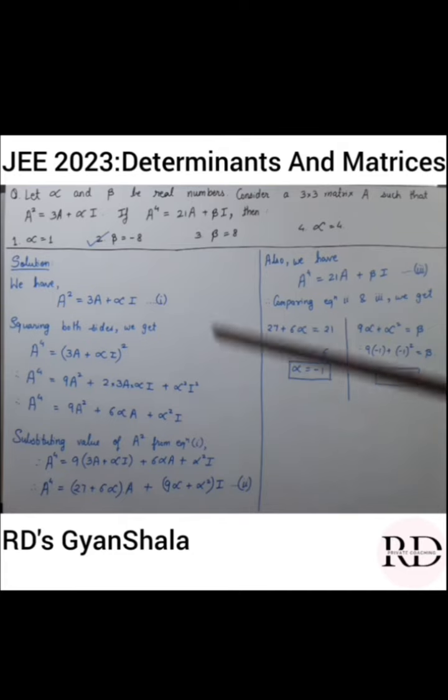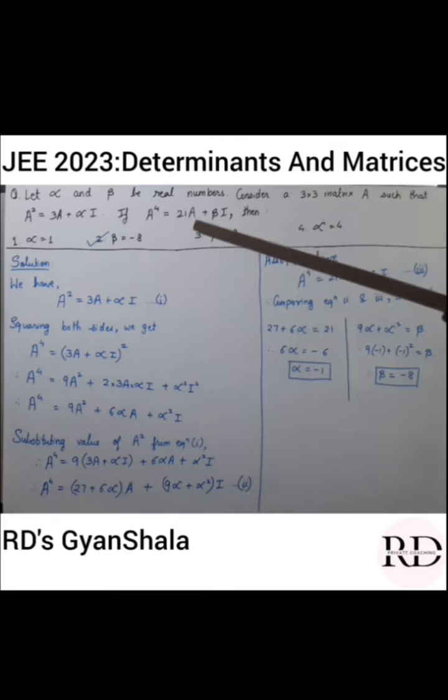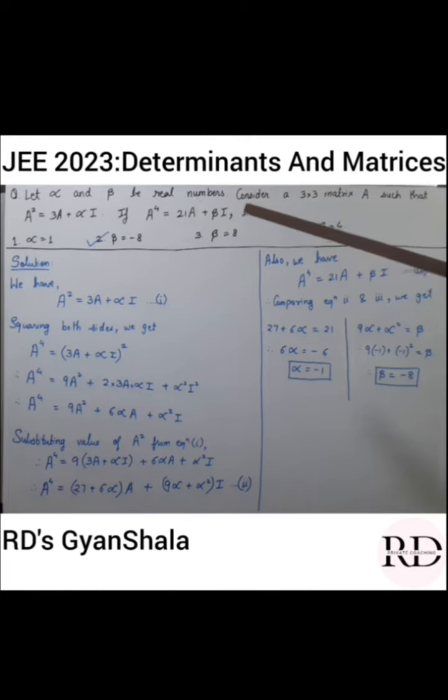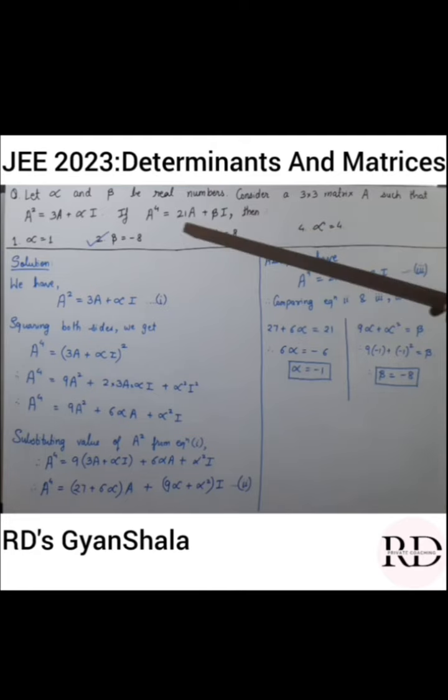Let alpha and beta be real numbers. Consider a 3 cross 3 matrix capital A such that A square equals 3 times A plus alpha times I, and A power 4 is equal to 21A plus beta I. Then what is the correct value of alpha or beta?